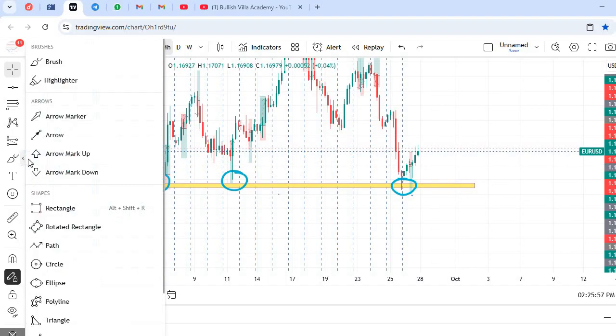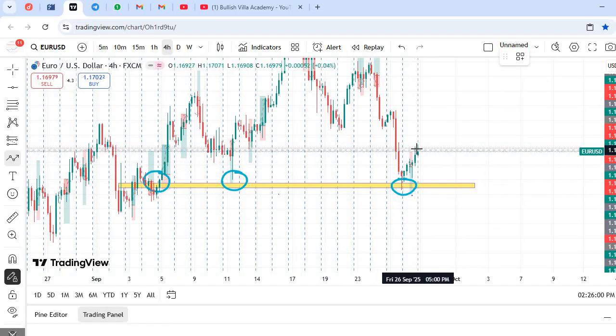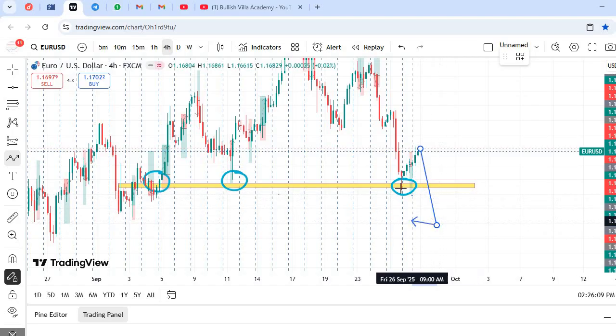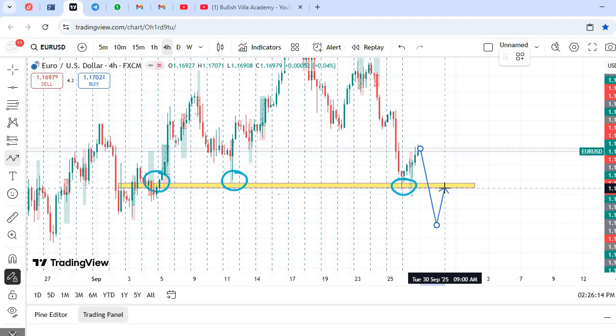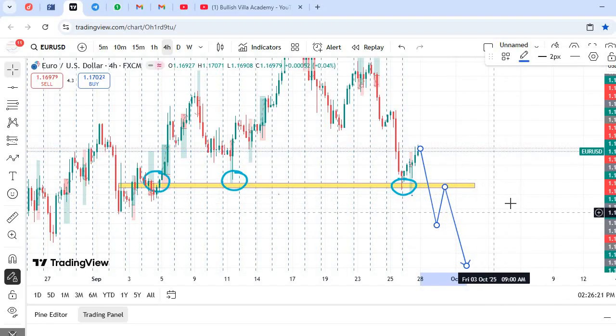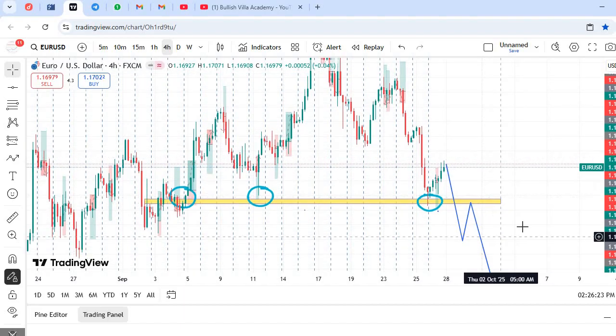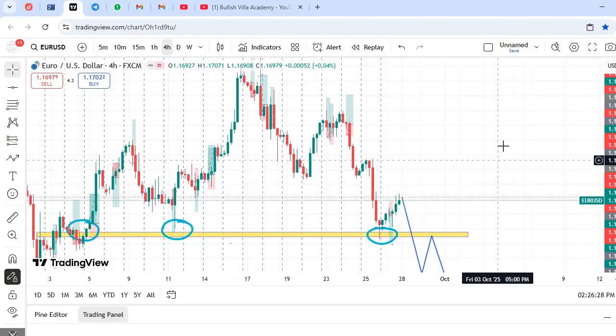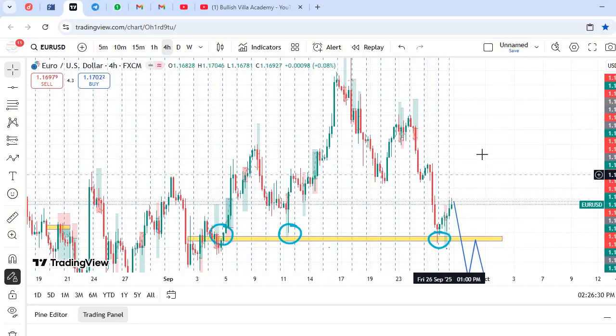But if price comes back to take out this low, then that means the downtrend will still continue. So once price takes out this low, I'll just expect a reversal. This is like a break and retest, which means we'll continue our sell. But if not, I'm expecting that price will continue to go up. So this is going to be my bias for EURUSD.